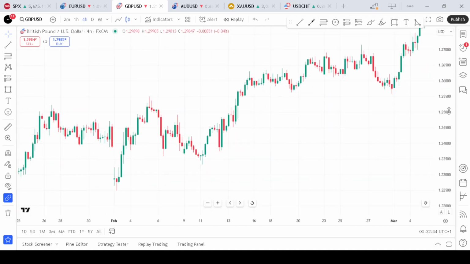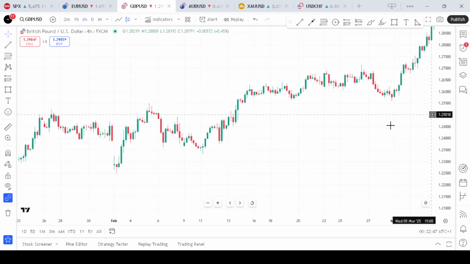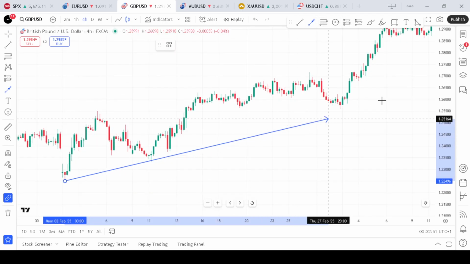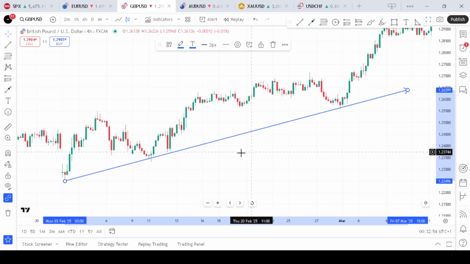As we can see, in this case, we can identify that the market is trending to the upside. We can see this trend line, meaning that we are trending to the upside.